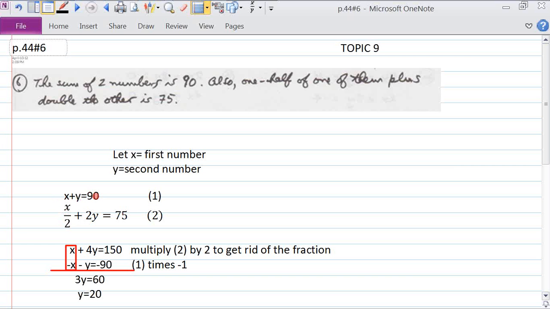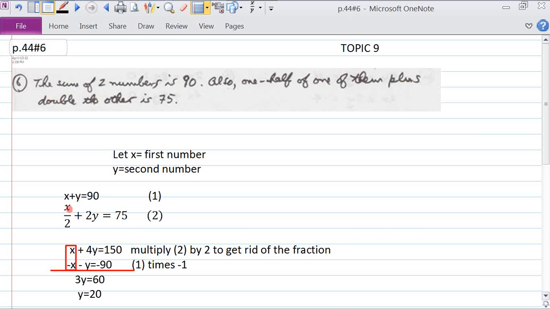that the sum of two numbers is 90. Right there. You let the x equal the first one and y equal the second. The sum is 90. And then we're told that the sum of 1/2 of 1, which is really 1/2 x or x over 2, plus double the other is 75. So these are the two equations that we're going to work with.